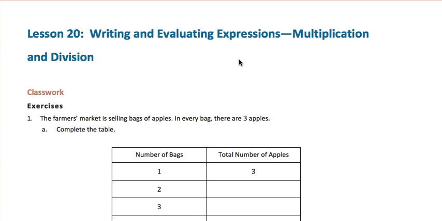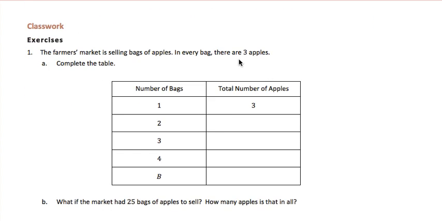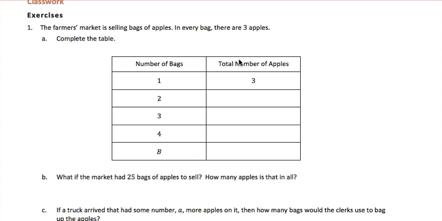For Lesson 20, we're going to practice writing and evaluating expressions using multiplication and division. So we start with exercise 1 that shows the farmer's market is selling bags of apples, and in every bag there are 3 apples. So we complete the table. For 1 bag there are 3 apples, for 2 bags there would be 6, for 3 there would be 9, for 4 there would be 12, and for B there would be 3 times B.